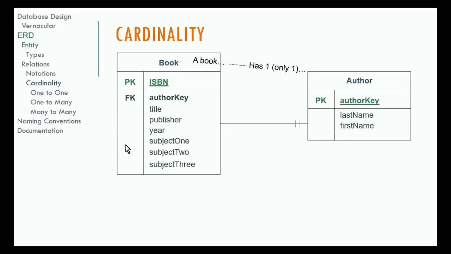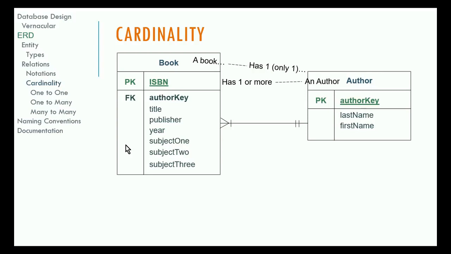Then I would read the other way. So it started author, and I might say that an author has one or more books. So an author can write one or many books, or one or more books. However, a book can have one and only one author.